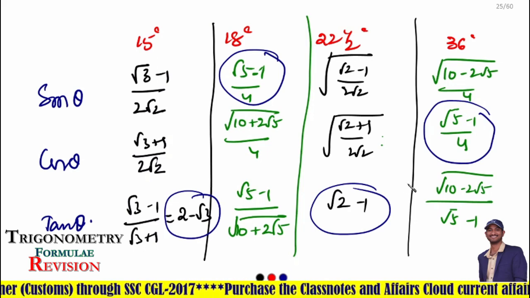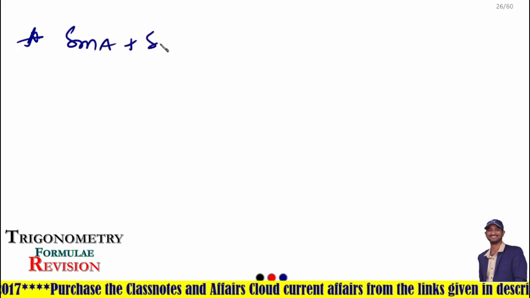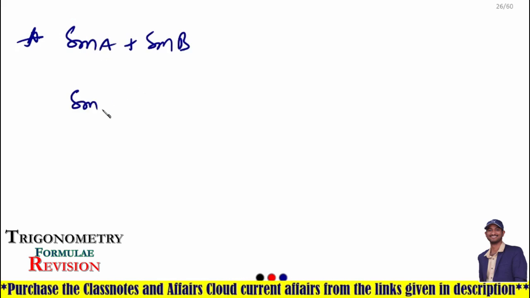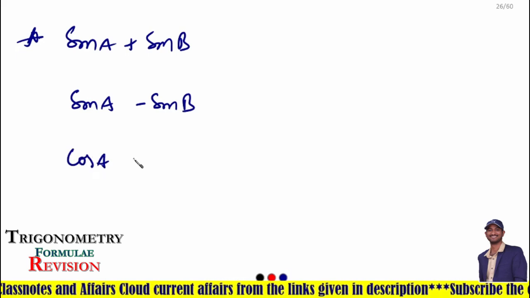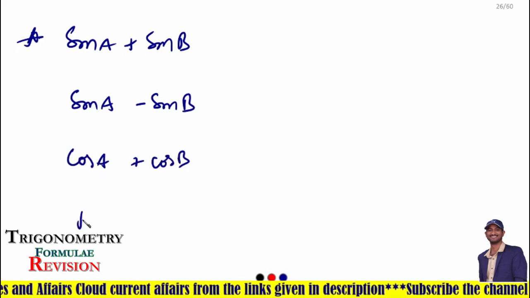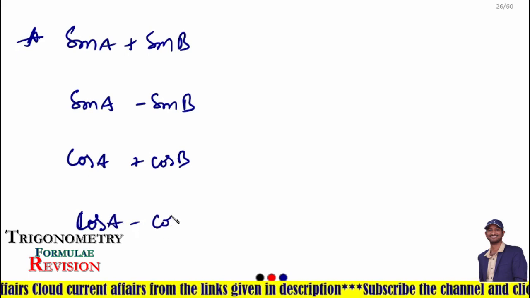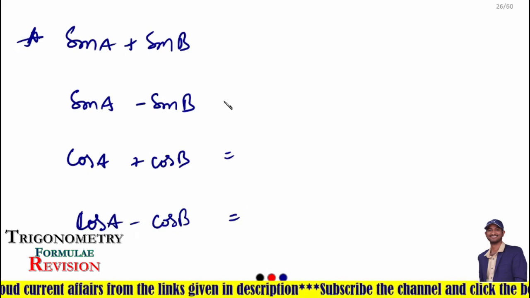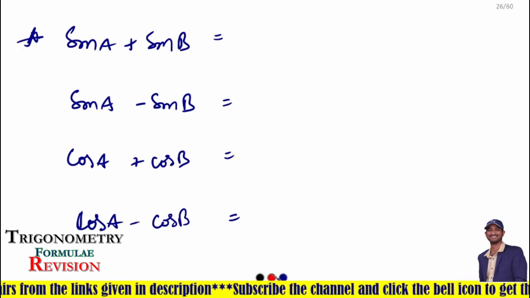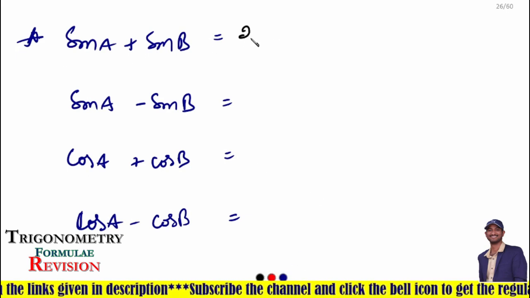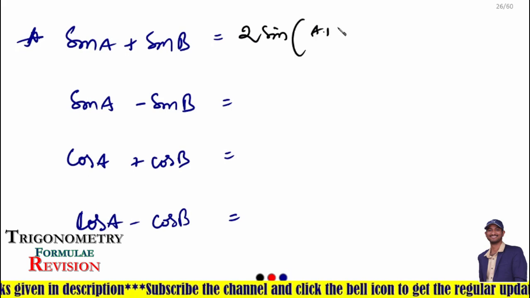Is it clear? Next, sum and difference of trigonometric ratios. Sum or difference, that is sin A plus sin B or sin A minus sin B or cos A plus cos B or cos A minus cos B. Sum or difference of the trigonometric ratios, and for only sin and cos, not for tan. What is the first formula? 2 sin of A plus B by 2.